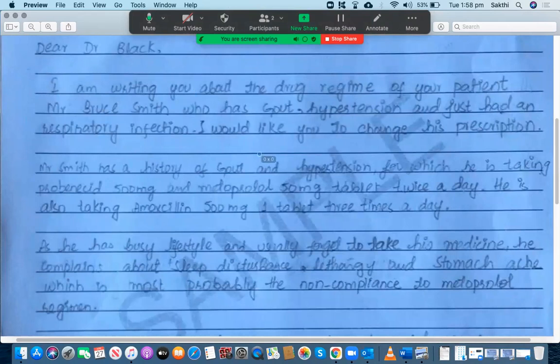I'm writing to you about the drug regime of your patient, Mr. Bruce Smith, who has, what is this? Can you tell me this? Who has gout, right? G-O-U-T. You need to use the small letter. Don't write the capital letter. And then the other issue is you have already mentioned the patient's full name in the reference details, so you don't need to mention the same once again here.